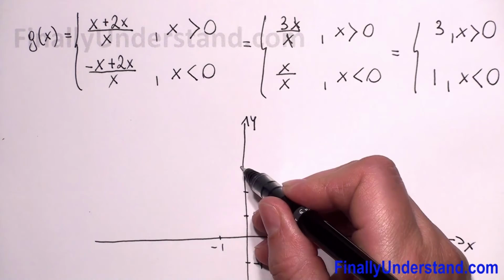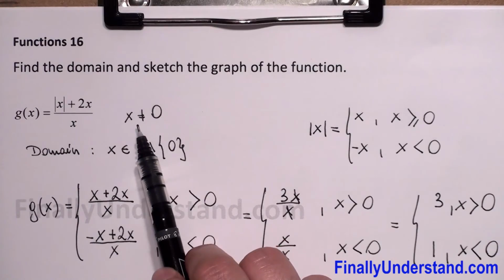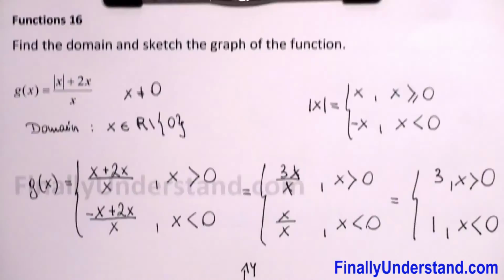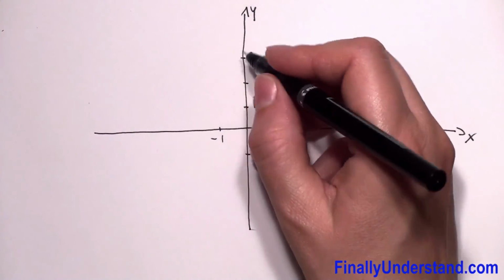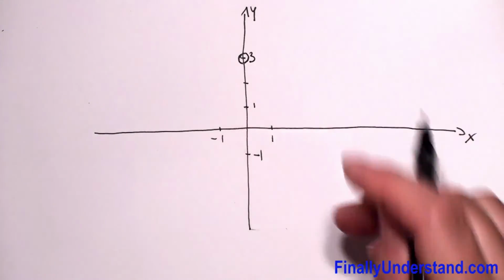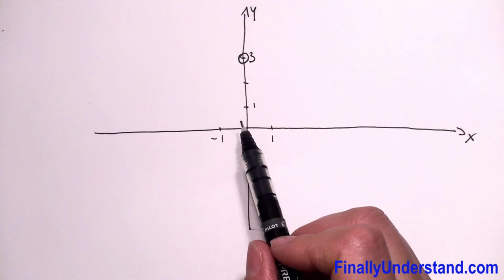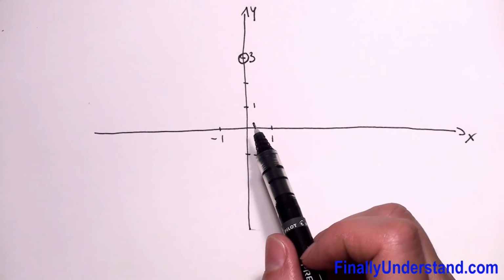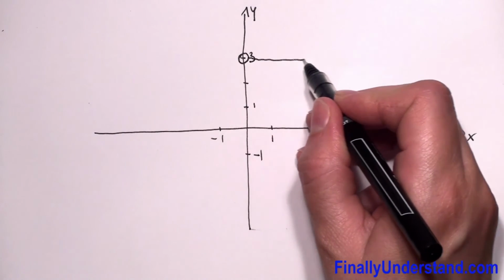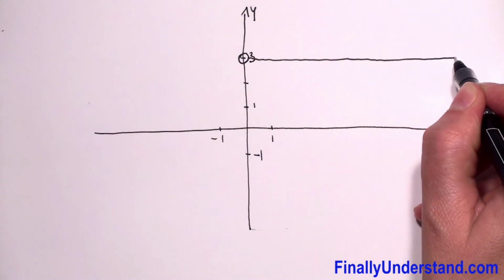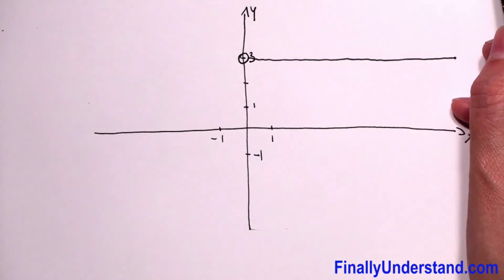1, 2, 3. And because we have x equals 0 excluded, so we can draw the circle. And now the graph will be just line parallel to our x-axis. This is our first part of our g function.